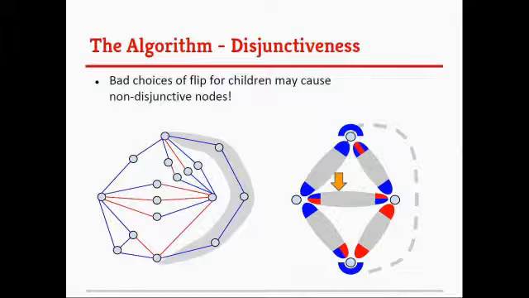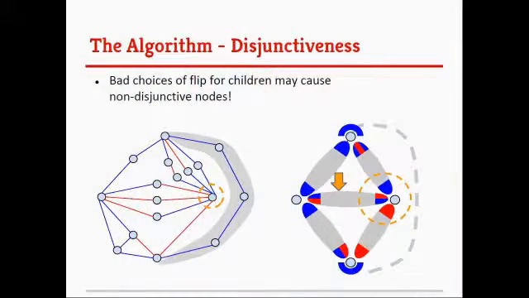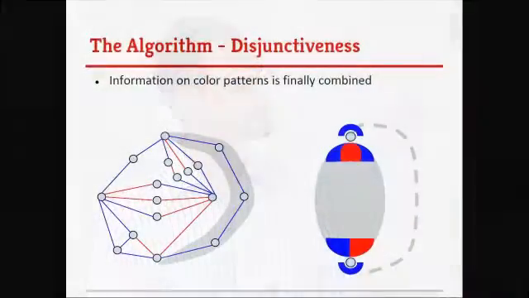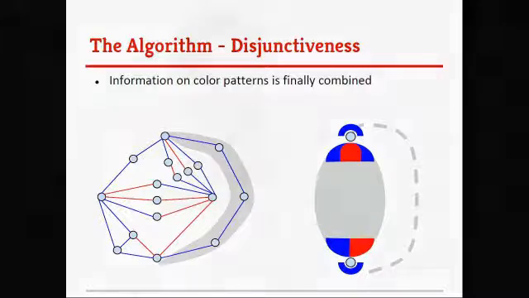Again, the information can be used to make embedding decisions. In the picture, there is a virtual edge that has a wrong flip, making a node not disjunctive, since it has more than 2 color changes in the clockwise ordering of the incident edges. Then finally, the information is combined and set as a pair of color patterns for the current node.